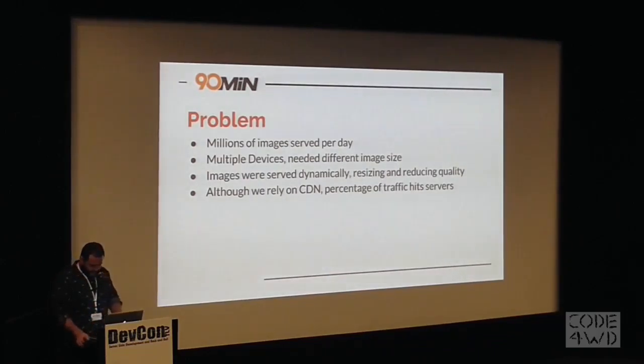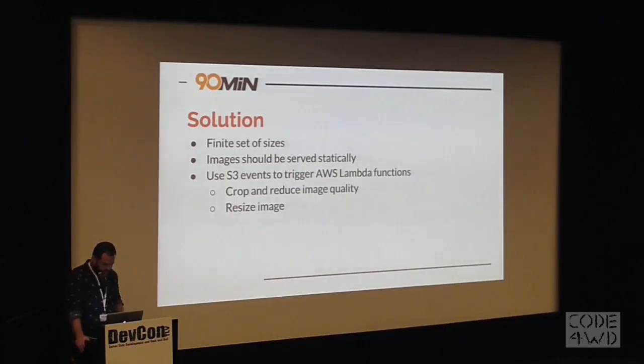So, we got to a point that we realized that we have a set amount of images, a set amount of image sizes, which was about 30 or 40 image sizes, and we realized in order to stand up to the large growing amount of users, we should serve the image statically. We decided to use the new AWS Lambda infrastructure. We host all the image sizes on S3, and basically the AWS Lambda service crops, reduces the image quality, and resizes each image to the appropriate size.